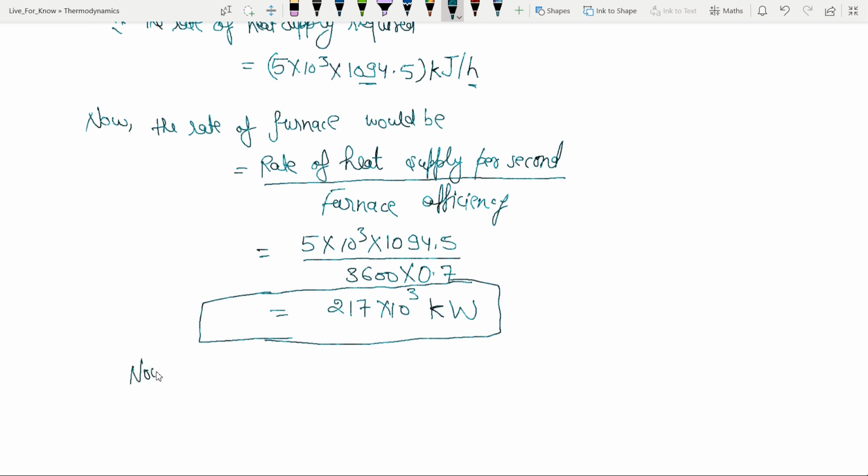Now the volume needed is equal to 3 into 5 into 10 to the power 3 divided by 6900 meter cube, which is equal to 2.18 meter cube.